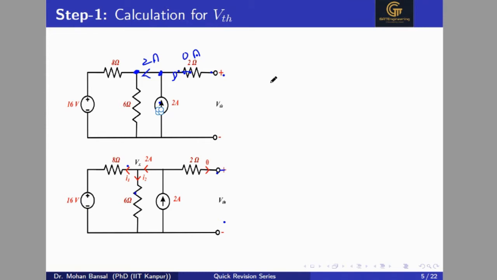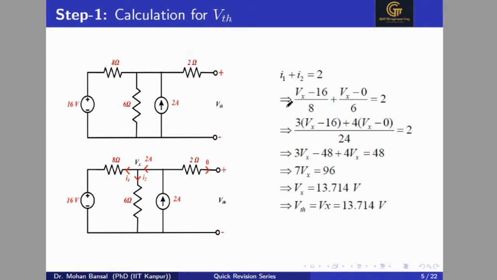So we can write a nodal analysis. We can write the KCL here, which is 2 equals I1 plus I2. We are considering voltage Vx at this point. I1 will be (Vx minus 16) divided by 8 and I2 will be Vx divided by 6, which will be equal to 2. And Vx is nothing but VTH, because the voltage drop is 0 across the 2 ohm resistance. So Vx is equal to VTH, and whatever value we get for Vx is the same as VTH.